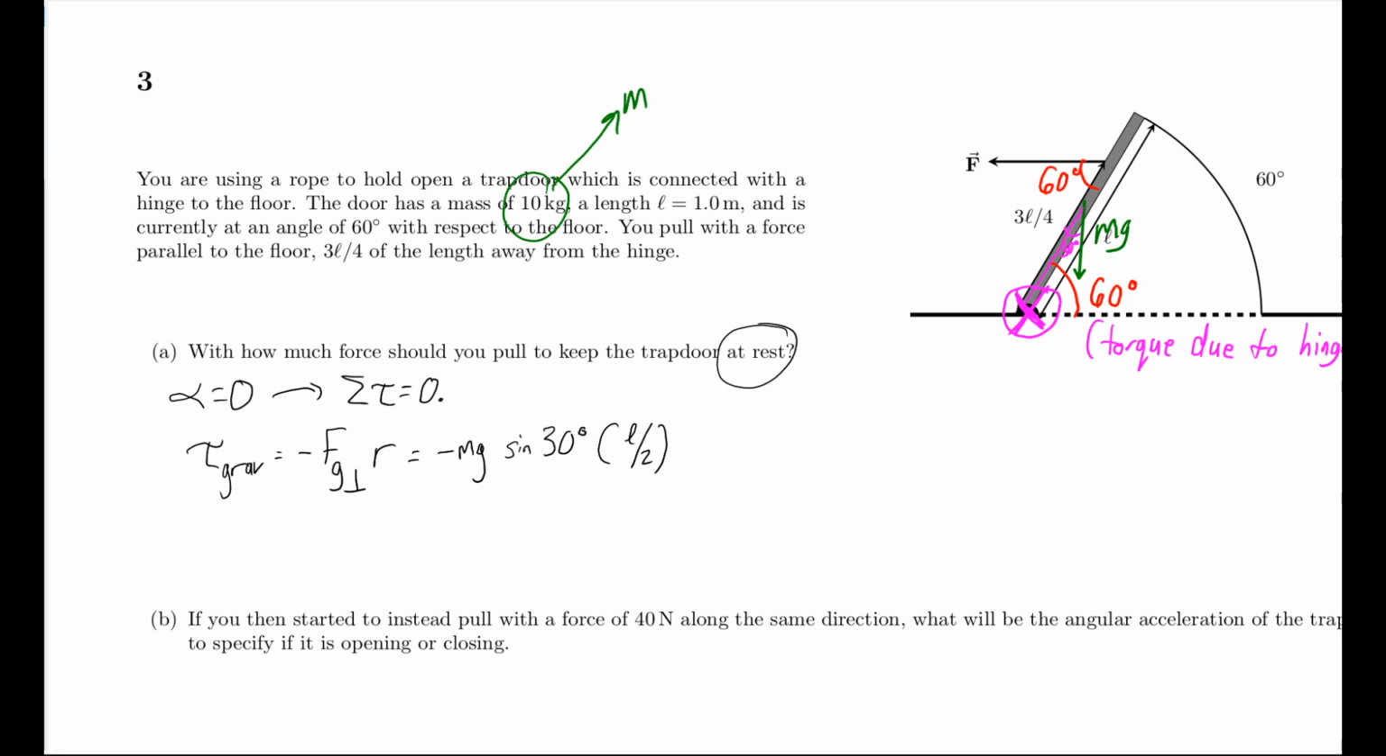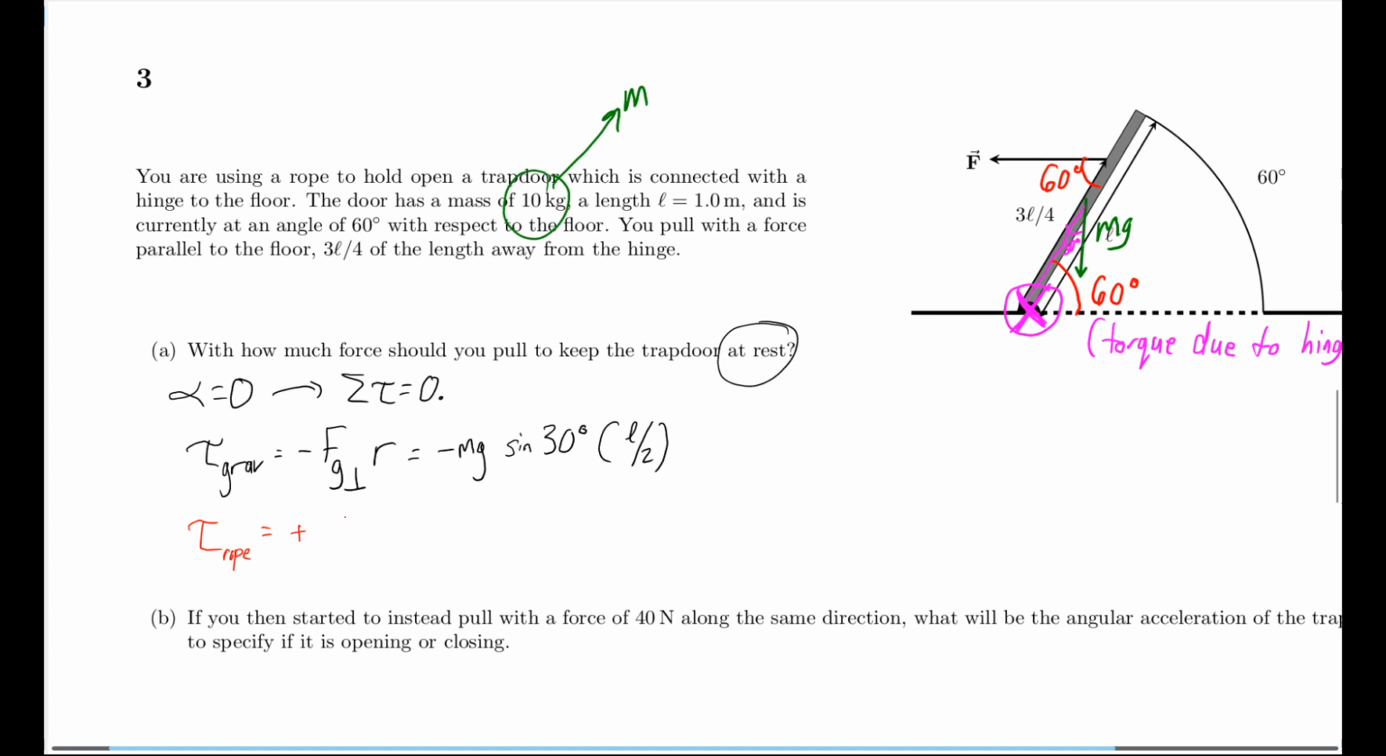The torque due to the force that you're pulling with, say rope, this is positive. F is the size of that force. We'll solve for it later. Its perpendicular component, right, if we want to think about that, that perpendicular component is going to be, let's see, this one.